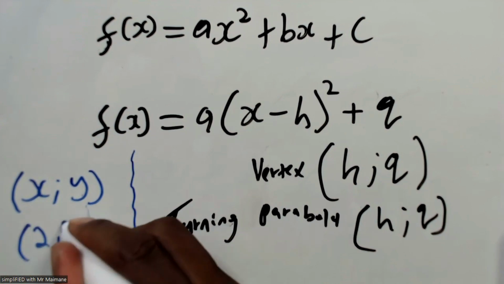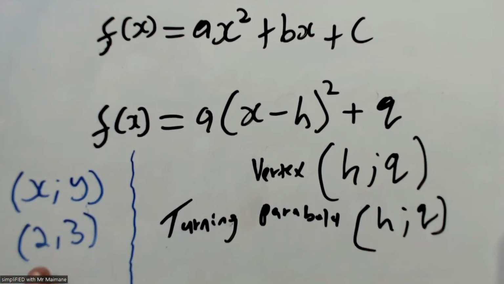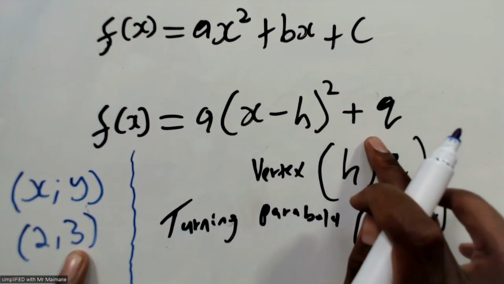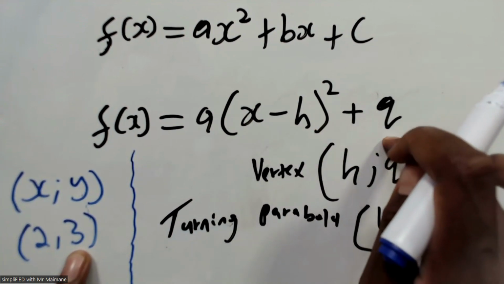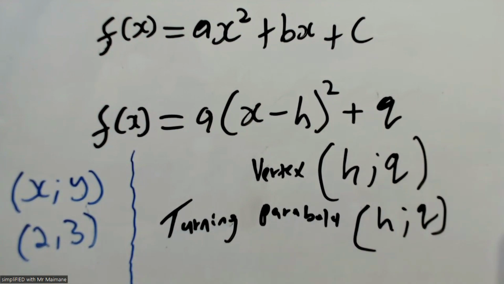Meaning, if you have 2 and 3, we automatically know that the 2 is the x and the y will be the 3. Meaning here, we expect the h and the q to be in the form of a number somehow. However, the quadratic function in most cases will be given in the standard form. It's your responsibility to convert the standard form of the quadratic equation to the vertex form. That's how we can get our turning point.